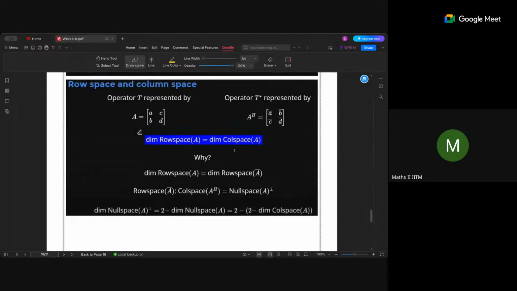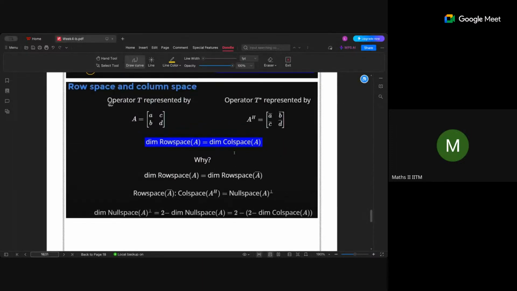Okay, fine. And then you see that row space and column space in general have the same dimension. Why is that so? Why do the row space and column space have the same dimension? In fact, how many of you have seen the definition of the rank of a matrix? How many of you have heard the definition of the rank of a matrix? Anyone who knows what the rank of a matrix is?